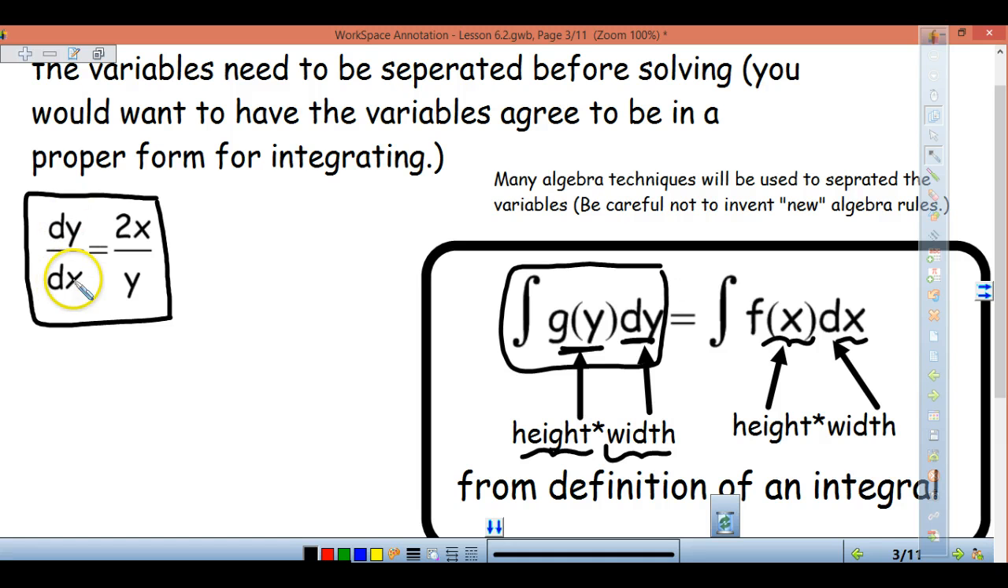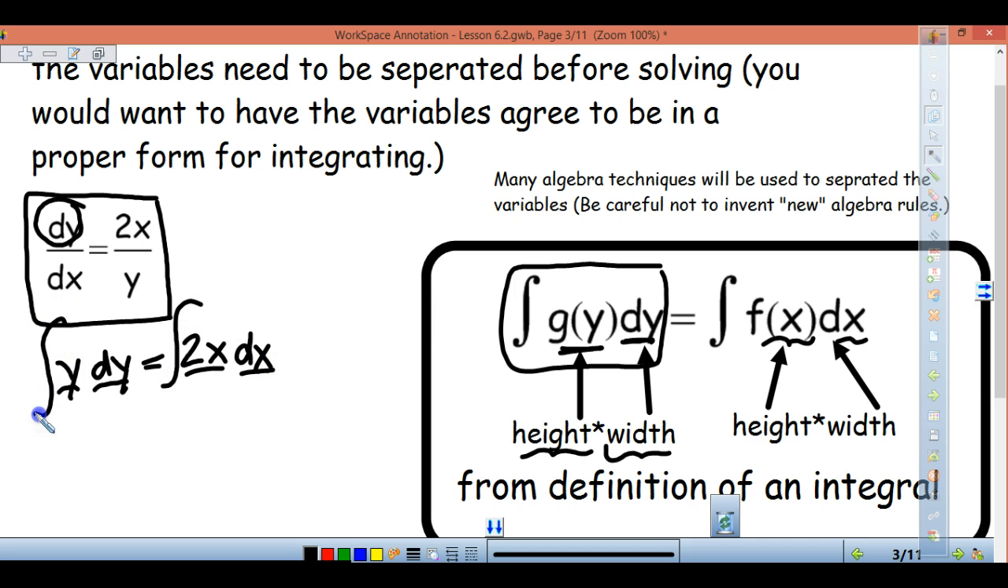All right, so if I have dy/dx equals 2x over y, notice dy is on top here, so we want to keep y on this side of the equation. So to get y on this side, I would multiply both sides by y, so I end up with y dy. 2x is over here, and then I would just multiply the dx over to the other side. So that's how we're able to keep this as a product of an expression or function of y with dy, function of x times dx. So that's a proper form for integrating.